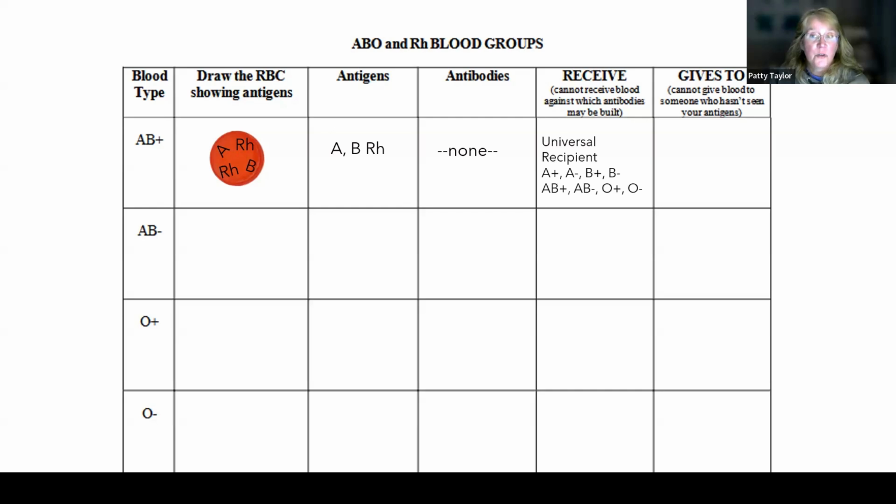This one is considered the universal recipient. That means this blood type is always going to have a compatible blood available to them. If they need a transfusion during surgery, there is one available. You'll notice all 8 blood types can be transfused. So since we have no antibodies, there is nothing for us to fight. So all of these blood types are compatible.